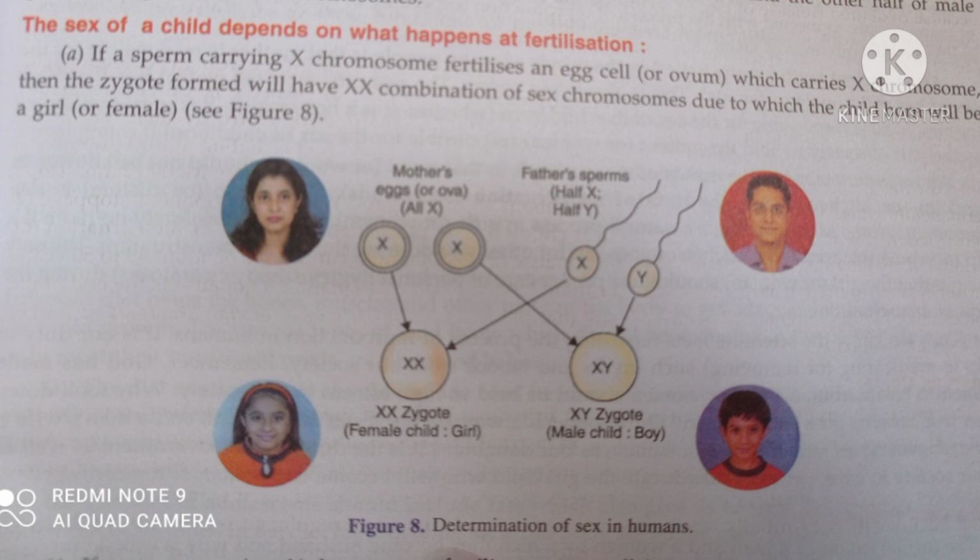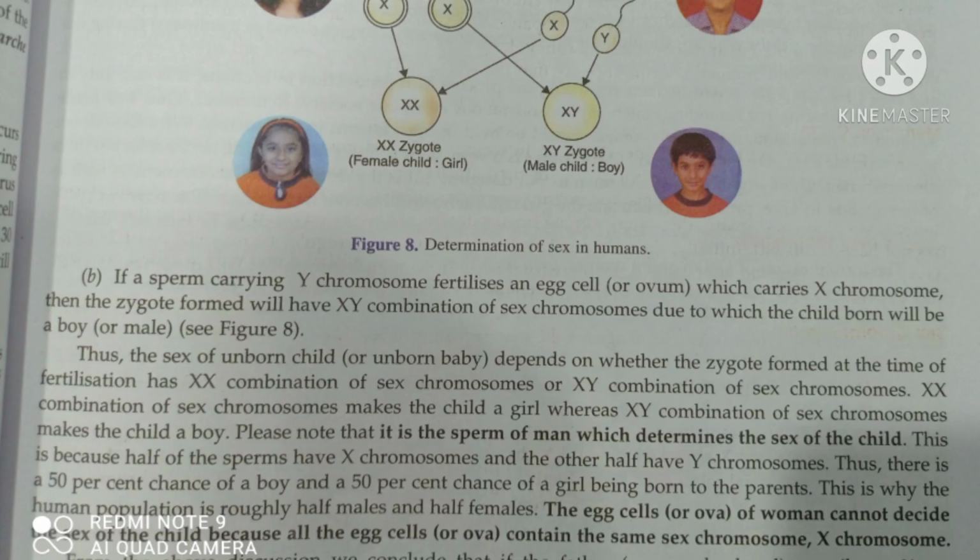If a sperm carrying X chromosome fertilizes an egg cell or ovum which carries X chromosome, then the zygote formed will have XX combination of sex chromosomes, due to which the child born will be a girl or female. If a sperm carrying Y chromosome fertilizes an egg cell or ovum which carries X chromosome, then the zygote formed will have XY combination of sex chromosomes, due to which the child born will be a boy or male.